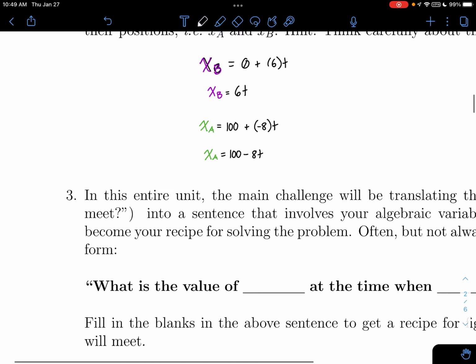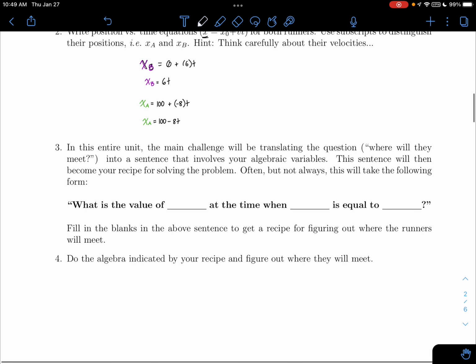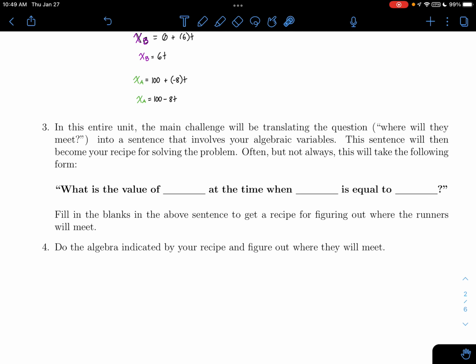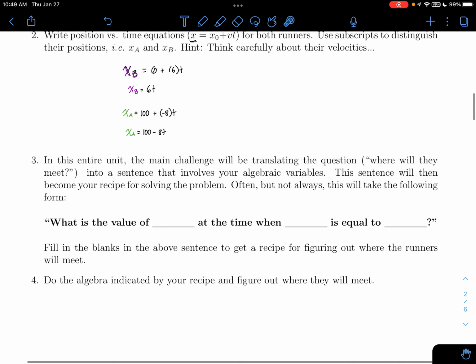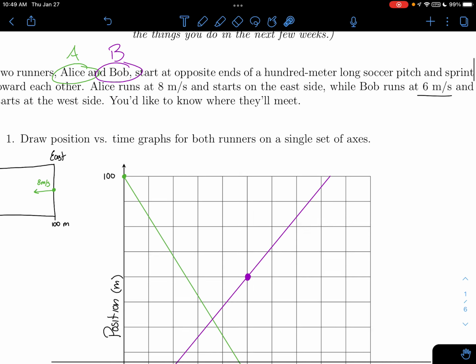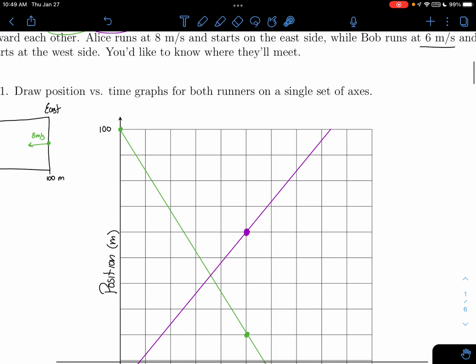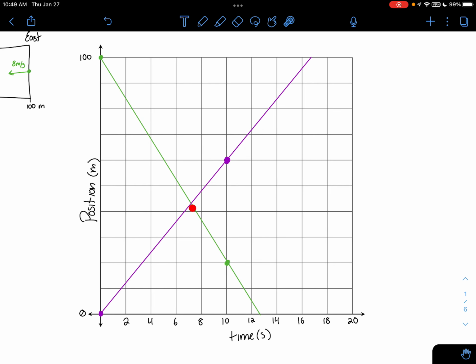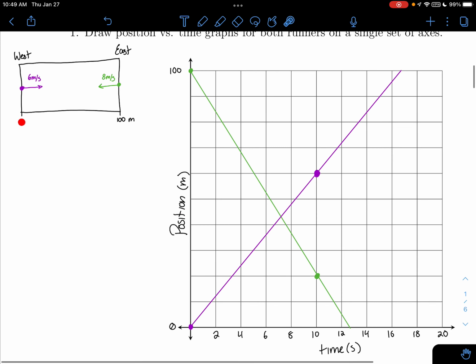There we go. So now we approach this entire problem. We try to get it into a sentence that we can then interpret more easily, right? That's involving our algebraic variables, right? So what is the value of blank at the time when blank equals blank, right? So we go back to our original question, right? We're trying to find where they'll meet, right? So we know their position versus time for each thing. We're trying to find where on the field, across our field, they're going to be at the same place at the same time.